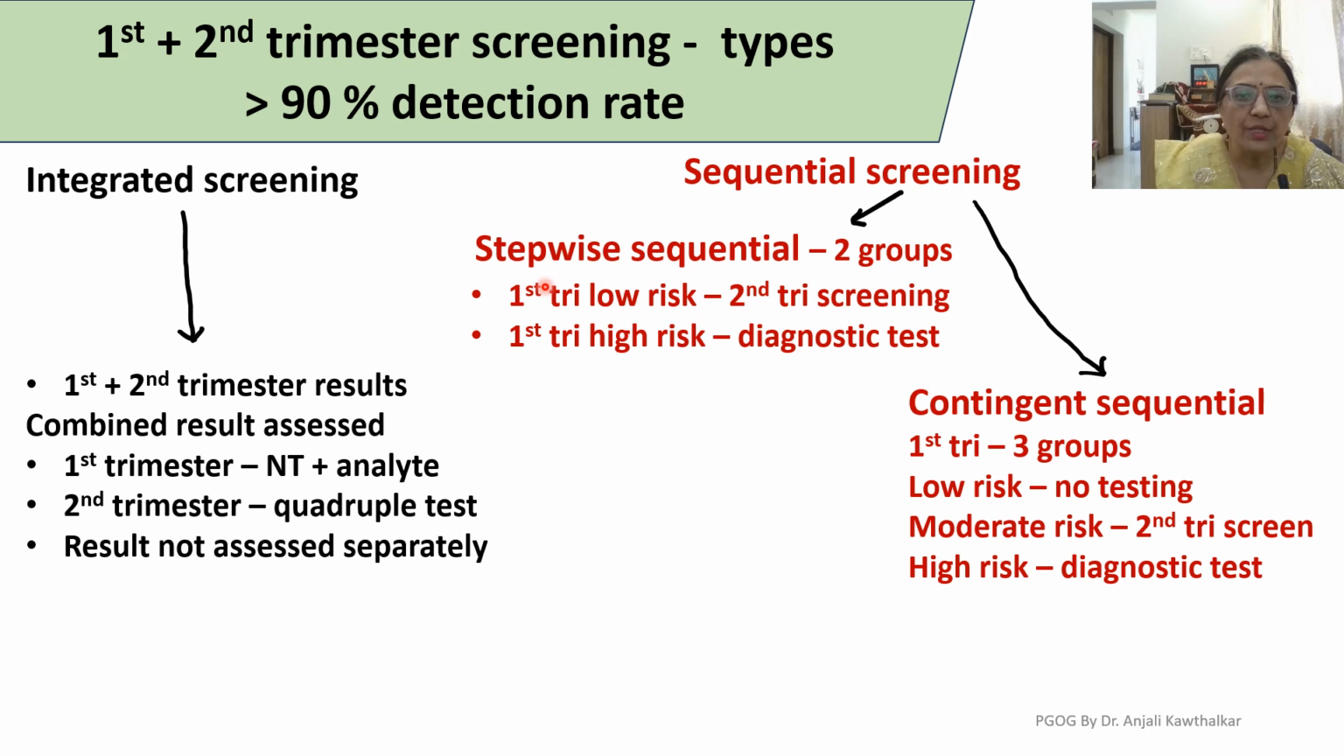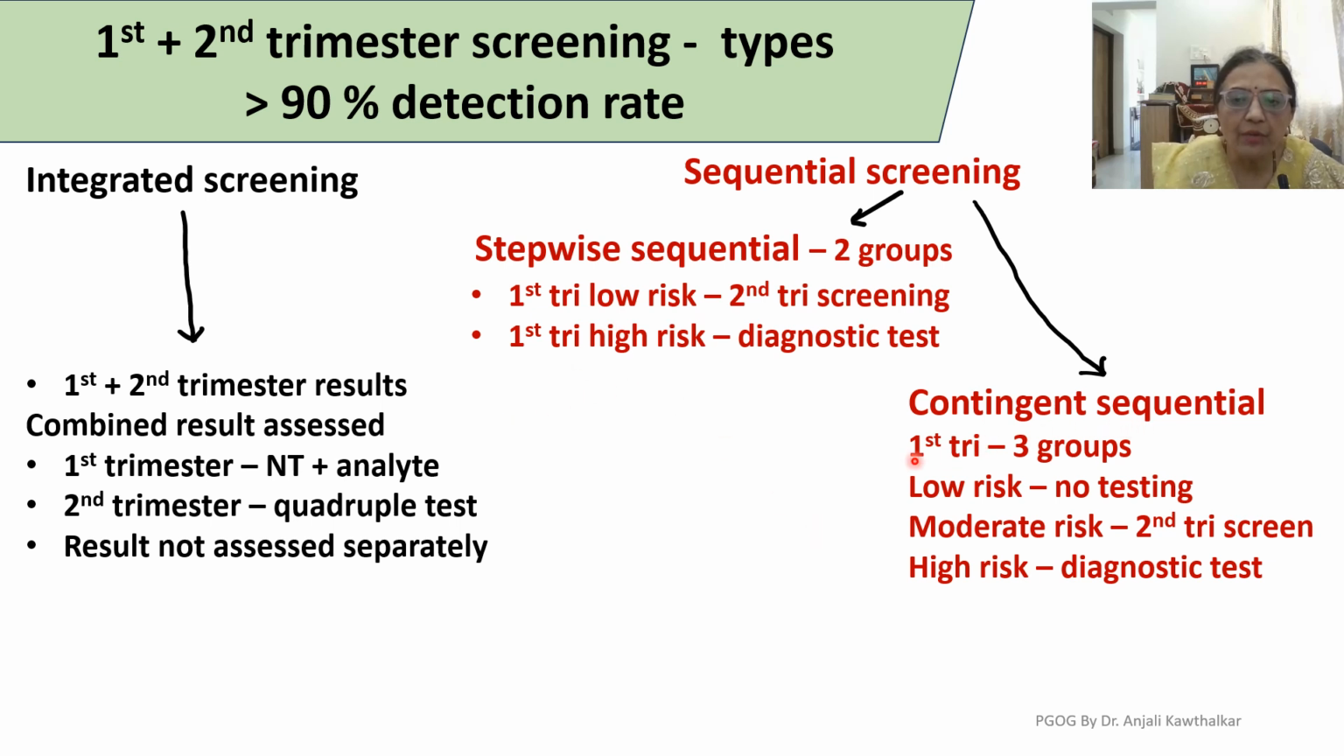Sequential screening has two types. One is stepwise sequential, where we divide the patients into two groups, whereas in contingent sequential screening, on the basis of the result, we divide the patients into three groups. Stepwise screening is where we divide into two groups. If there is low risk in the first trimester screening, where we do analyte testing and NT, it is an indication to proceed with second trimester screening. Whereas a higher risk is an indication to directly go for diagnostic testing, that is chorion villus sampling, rather than waiting for second trimester screening. That is the meaning of stepwise sequential, where we divide the women into two groups.